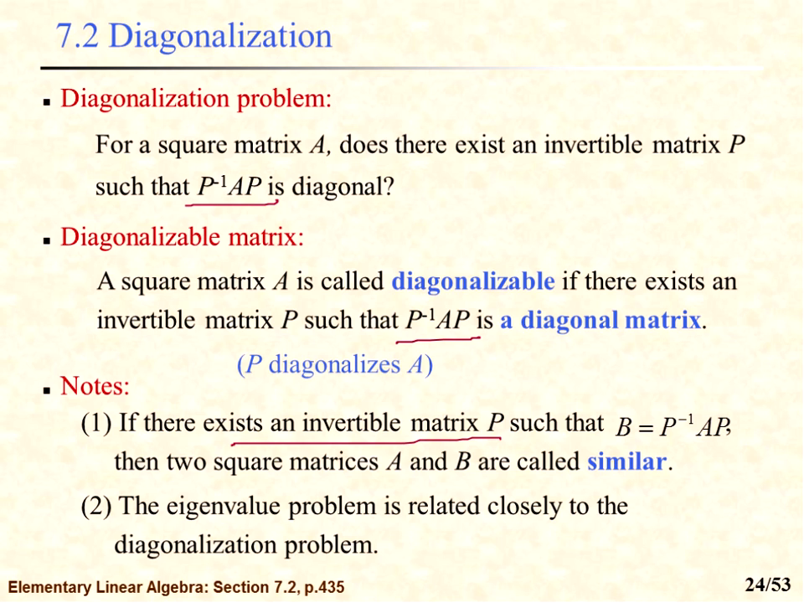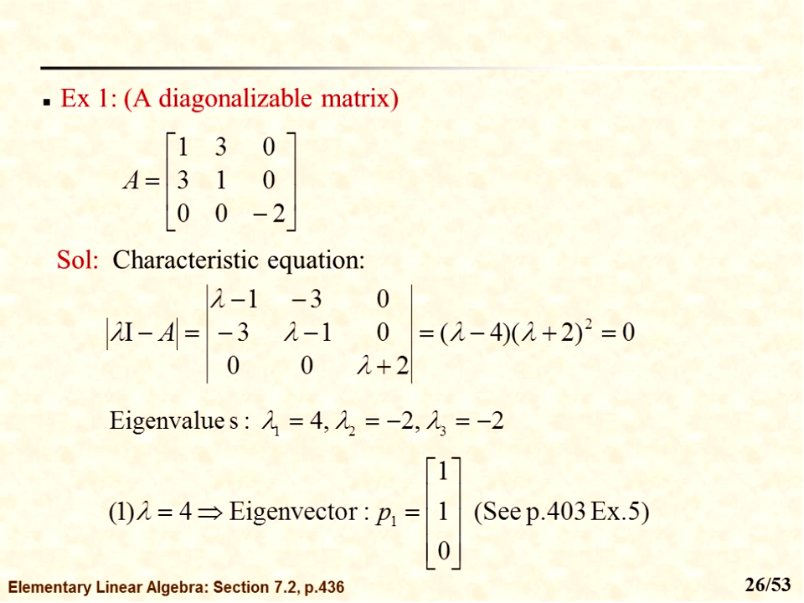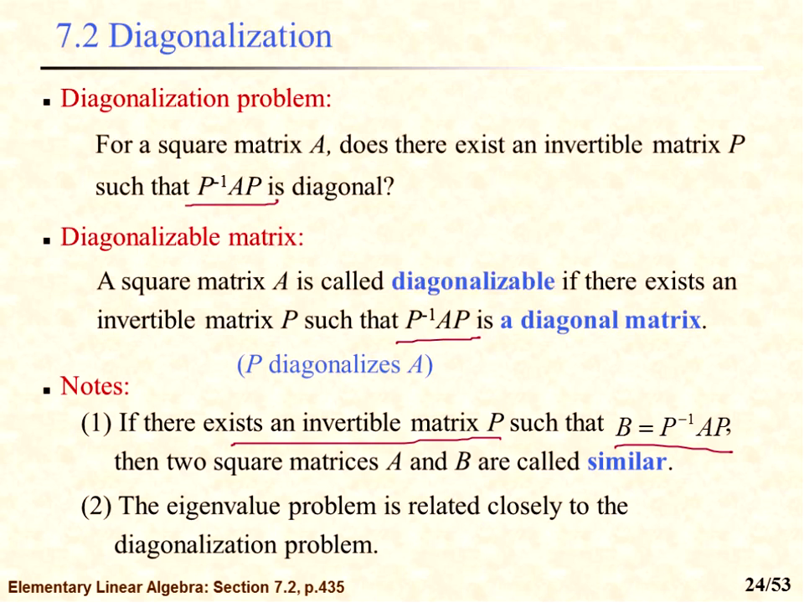A square matrix A is called diagonalizable if there exists an invertible matrix P such that P inverse AP is a diagonal matrix; P diagonalizes A. So if there exists an invertible matrix P such that B is equal to P inverse AP, the eigenvalue problem is closely related to the diagonalization problem. So there are some similar matrices.